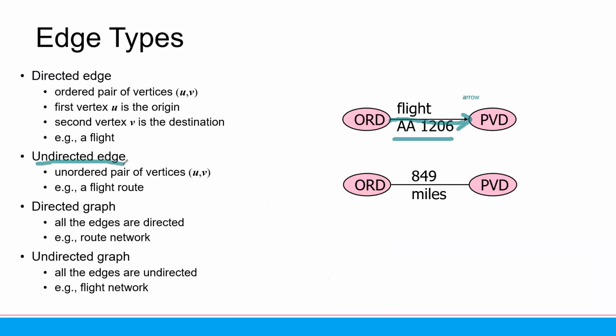Undirected edge. In the undirected edge, we don't have any direction. We don't have any arrow. It is an unordered pair of vertices. So for example, a flight route. If it is from ORD, Chicago to Pennsylvania, and from Pennsylvania to Chicago, the distance is the same. The only difference is maybe the flight number.